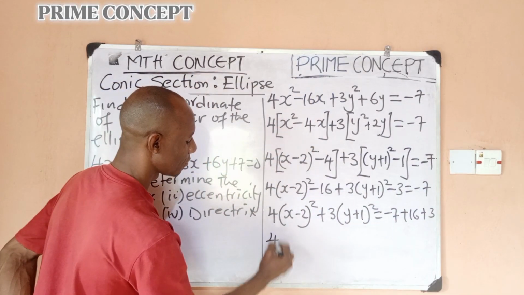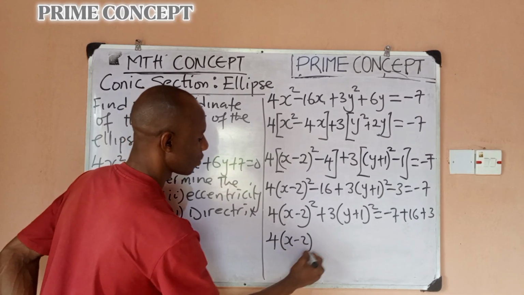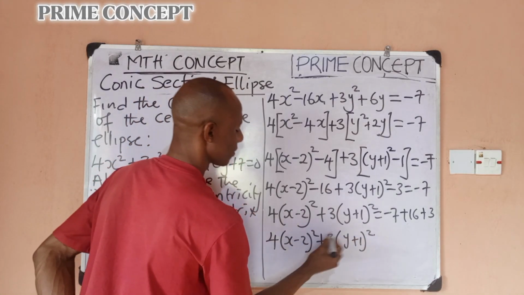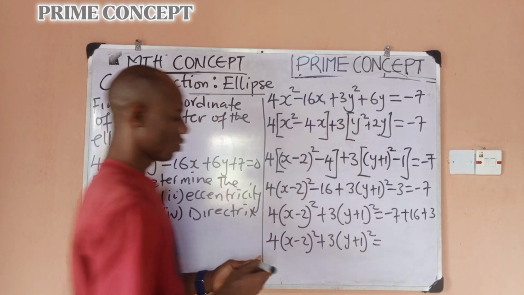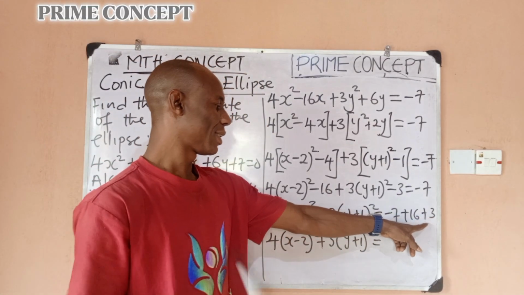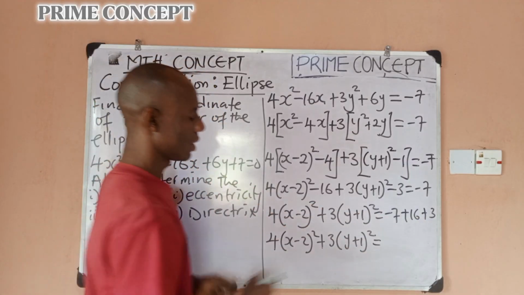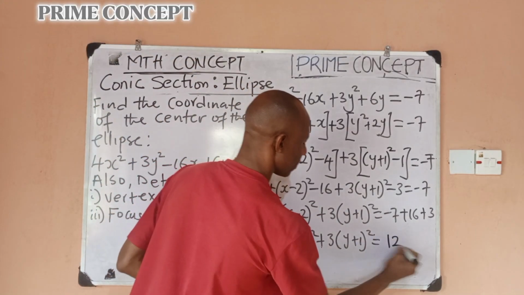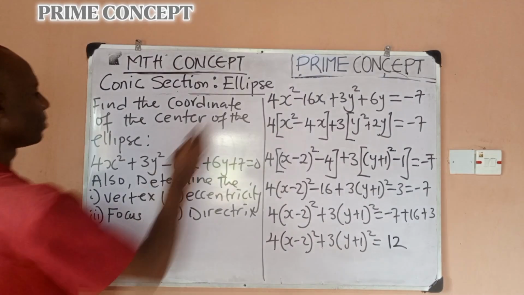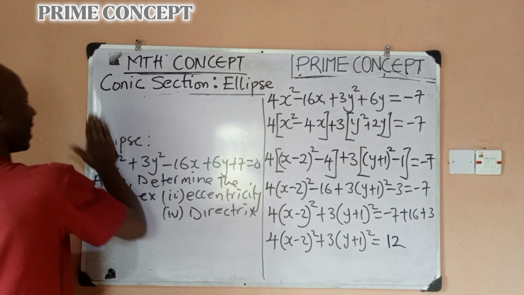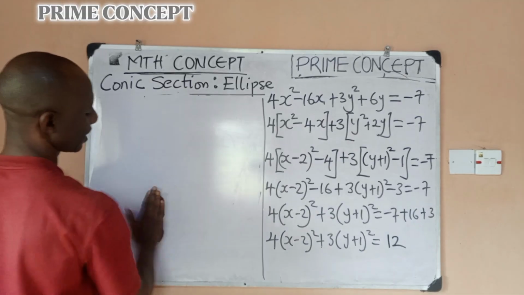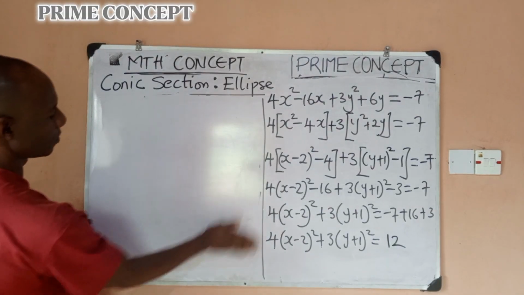So I would have 4 into x minus 2 plus 3 into y plus 1 all squared. Now this should be equal to, this is 16 plus 3 is 19. 19 minus 7 is 12. So I have 12. Now one of the things you should know for an ellipse is that the right hand side of an ellipse should always be equal to 1. So that equation will be in standard form, right?